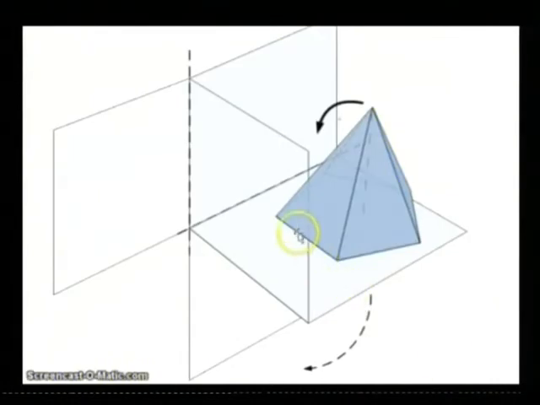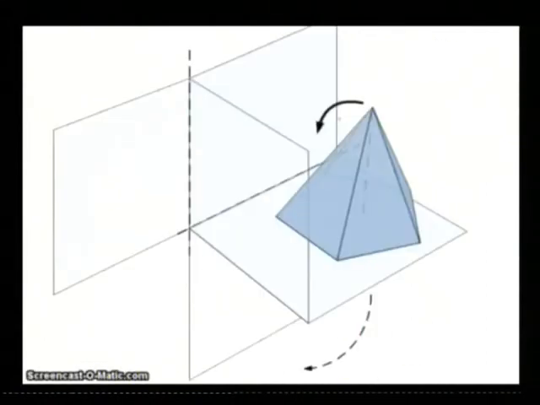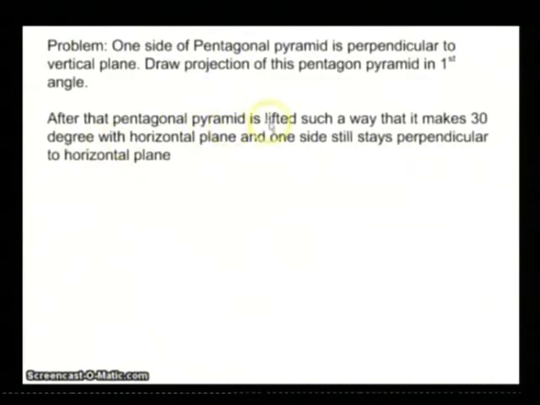So if I go back here, this side is perpendicular to this, this is the vertical plane here. This side is perpendicular to the vertical plane. Okay, then draw the projection of this pentagonal pyramid in the first angle. So it is in the first angle, so the first part we need to draw the projection based on this shape sitting like this. After that, the pentagonal pyramid is lifted in such a way that it makes 30 degrees with the horizontal plane and one side is still perpendicular to the horizontal plane.